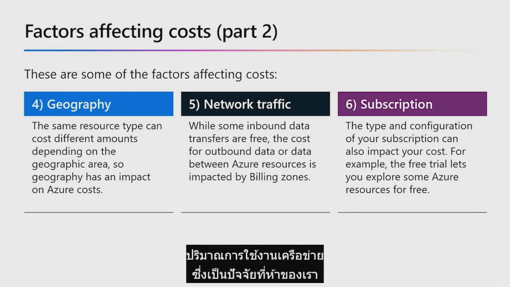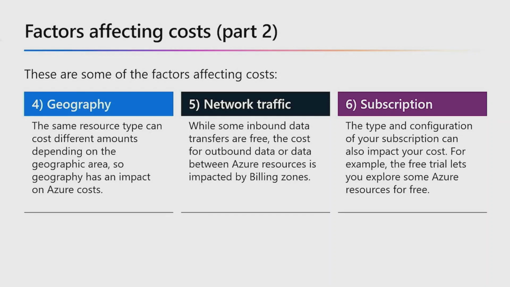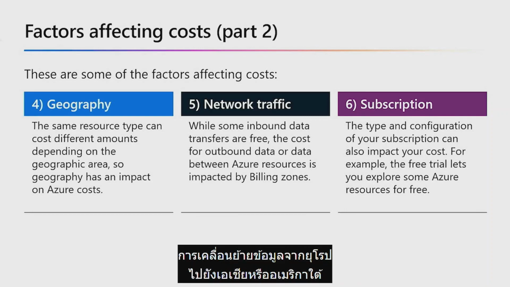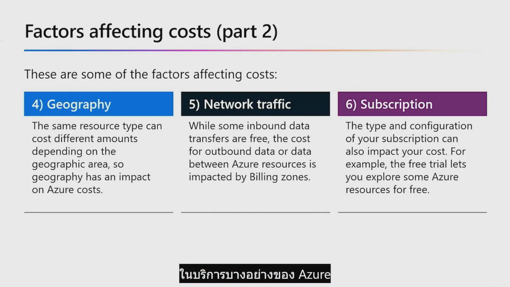Network traffic, our fifth factor, also depends on geographical location. For example, data movement within Europe incurs lower cost than data movement from Europe to Asia or South America. Billing zones are a factor that determines the cost of some Azure services.